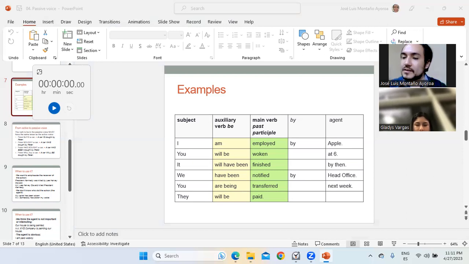It's also common, and it's more common, Gladys, when you don't want to mention who. Okay, so that by is optional. And when you don't want to say who did it, or who is doing that action, or who will do that action, then you don't say it. You just say who's receiving the action or what is receiving the action.